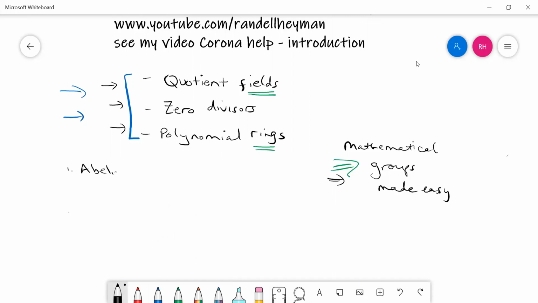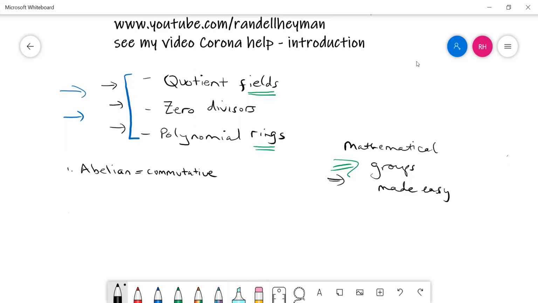First, you'll hear talk of abelian groups. Abelian is named after a mathematician, Abel, and it just means that the group is commutative.